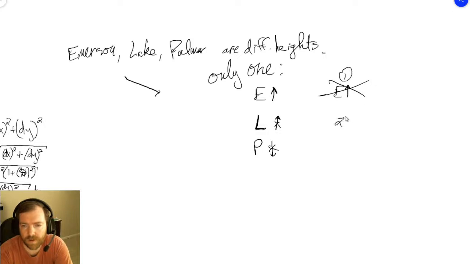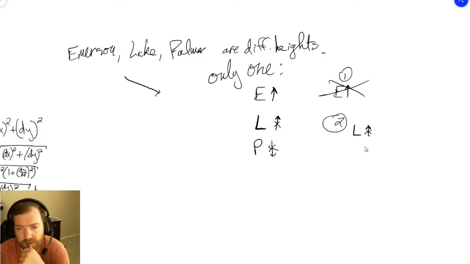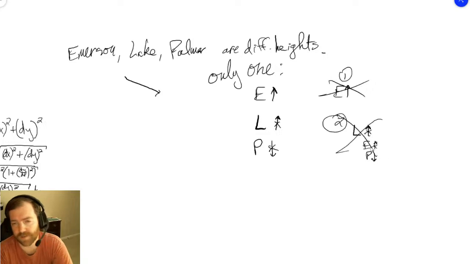So that's one. Number two would be if Lake is not the tallest is the only true one. So that must mean that Emerson is not the tallest and Palmer is the shortest. But if Lake and Emerson can't be the tallest, then Palmer must be the tallest, but he can't be that because he must be the shortest. So that doesn't make any sense either.